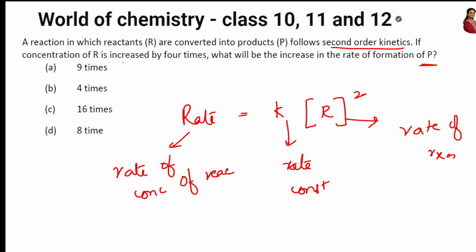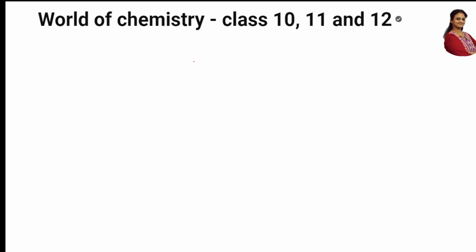Now, what did they say? R is converted to P, and it is following second order kinetics. This is what it says, correct? Then they said the concentration of R is increased by 4 times. Let us write that also. Concentration of R has increased to 4 times.